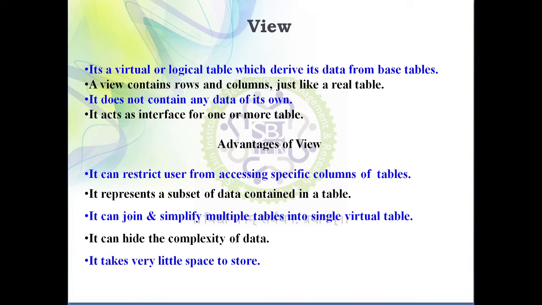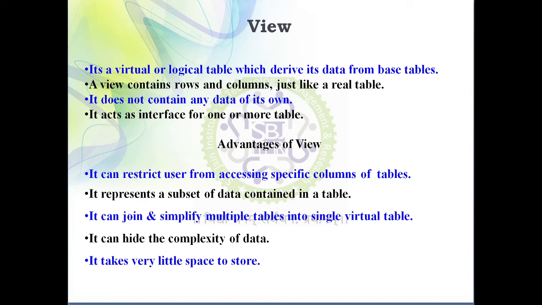So a view is a virtual table or logical table which derives its data from the base table. It means a view does not consist of any kind of data, it's totally an empty table. Whenever a particular user makes a request to that view, it will transfer this request to the original table, and from there it will fetch the data. So it's only an interface through which you are interacting with the database.